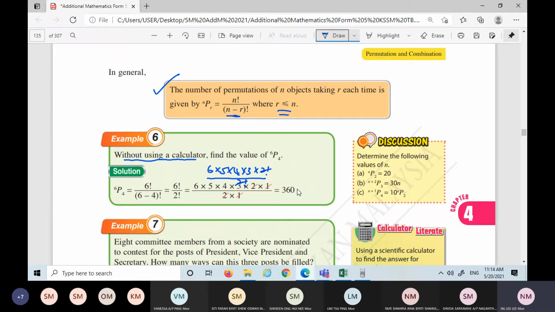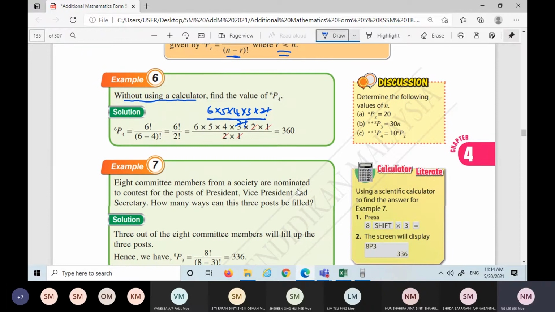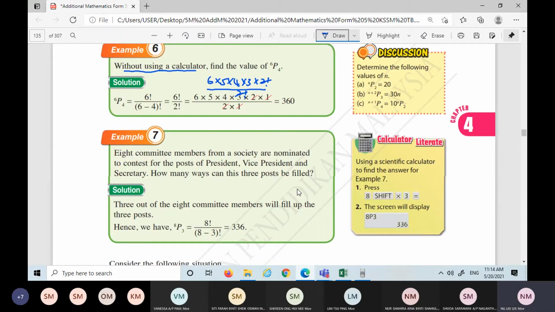We look at this: 8 committee members from a society are nominated to contest for the post of president, vice president, and secretary. How many ways can these 3 posts be filled? So you see 1, 2, 3, 3 posts. Here got 8 members, so you want to arrange them in these 3 posts. So it's 8P3. And then you use a calculator, you get 336.